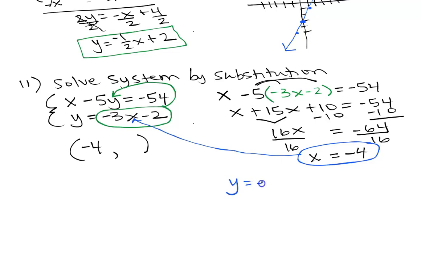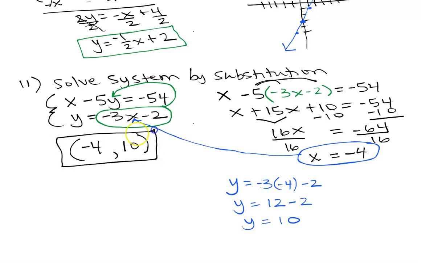So y equals negative 3 times negative 4 minus 2. So y equals negative 3 times negative 4 is positive 12, minus 2 is going to give me positive 10. So the point in which these two lines cross each other is at the point negative 4, comma 10. All right, and that would be your answer. All right, questions so far?